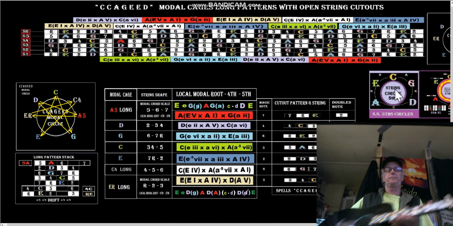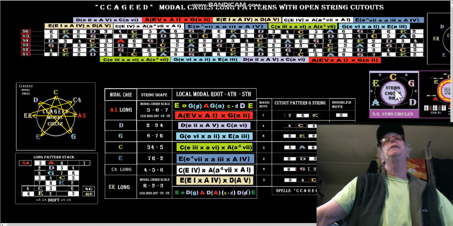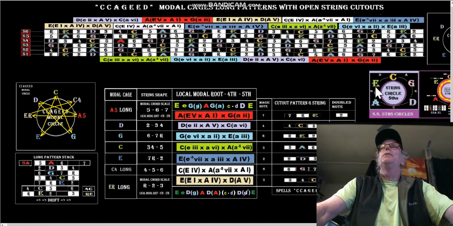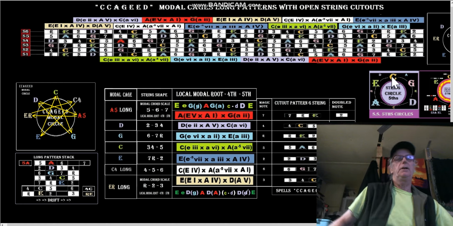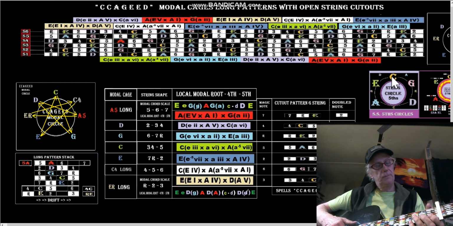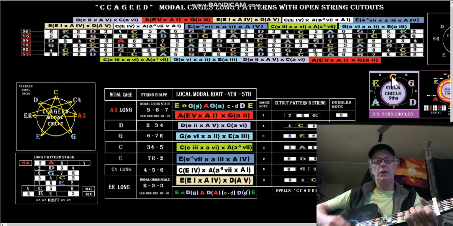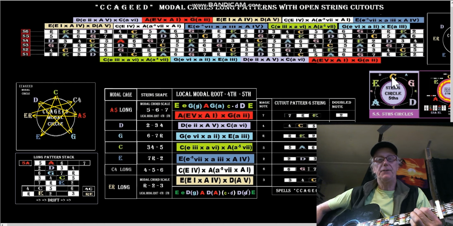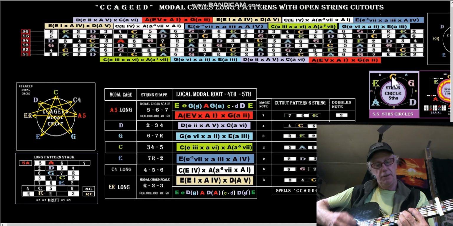So that's the name of that tune. We're going around in the regular circle of fifths. In the short cage system, we're usually looking to play 1, 4, 5 in that cage. Now we're going to go to the A cage.